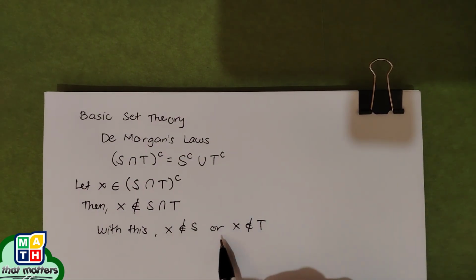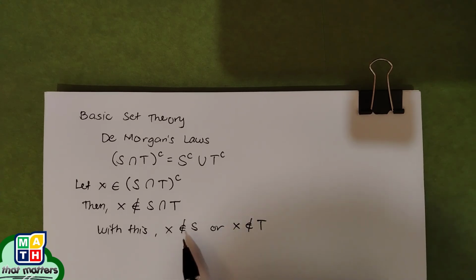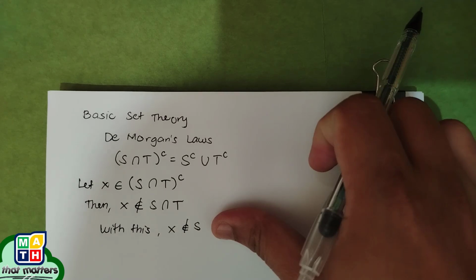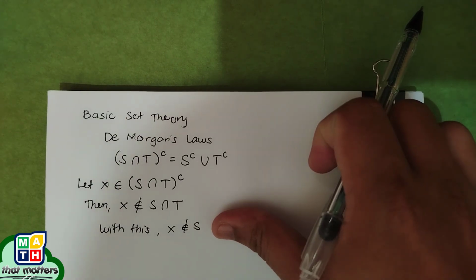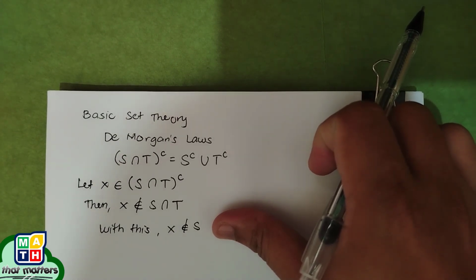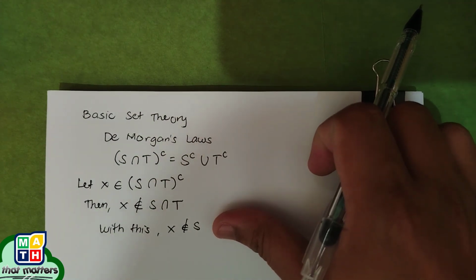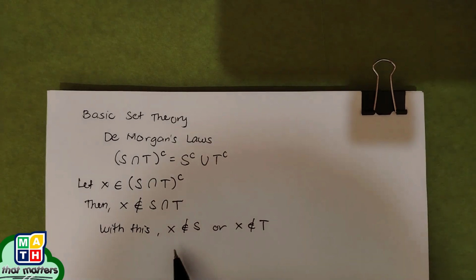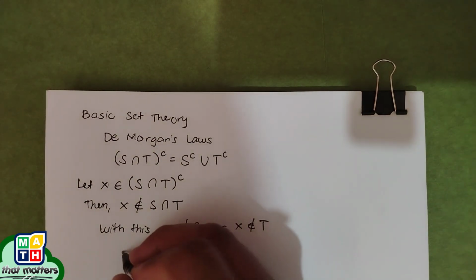We use the concept of or here because it could go one direction. Even if it's only this one here and x is an element of T, it can not be an element of the intersection, because for it to be an element of the intersection, it should be found on both sides. Now, what can we say about these two?